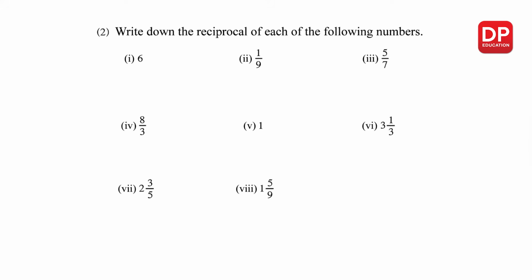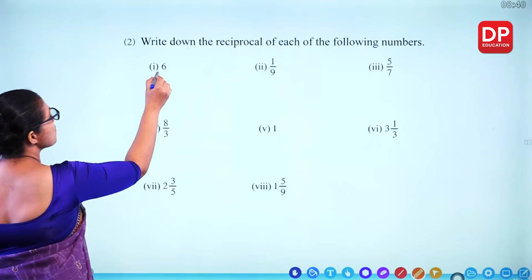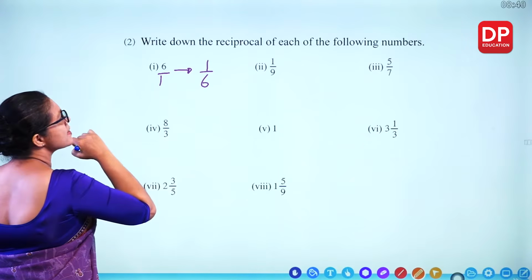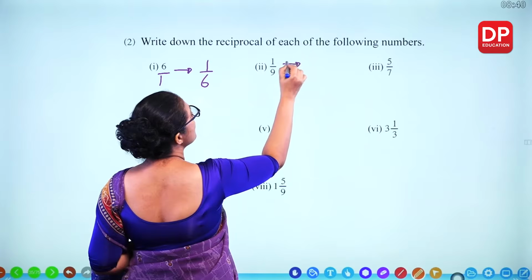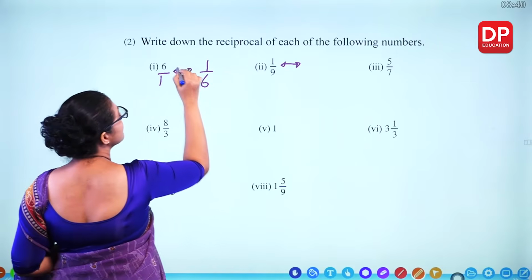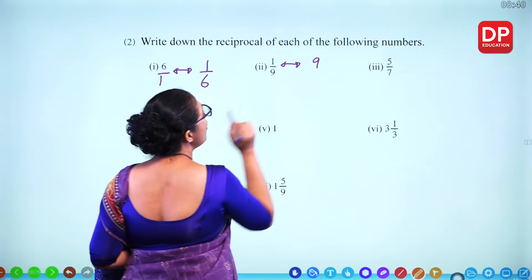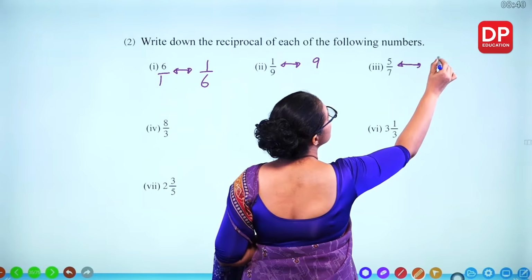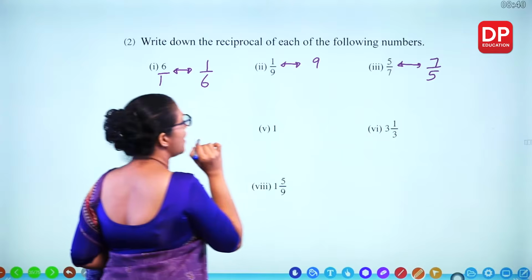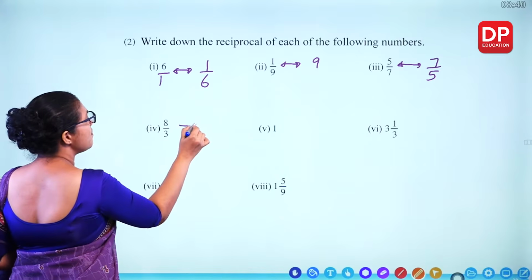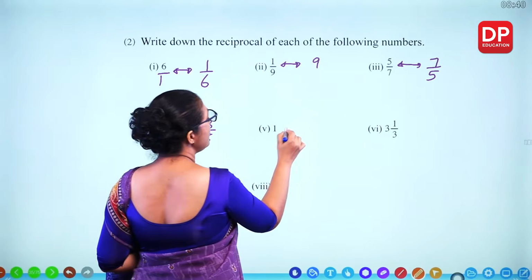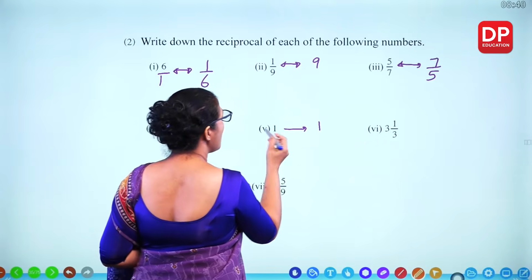Write down the reciprocal of each of the following numbers. 6. 6/1. What's the reciprocal? 1/6. 1/9 reciprocal? 9/1 or 9. 5/7? 7/5. 8/3 becomes 3/8. 1 is 1.